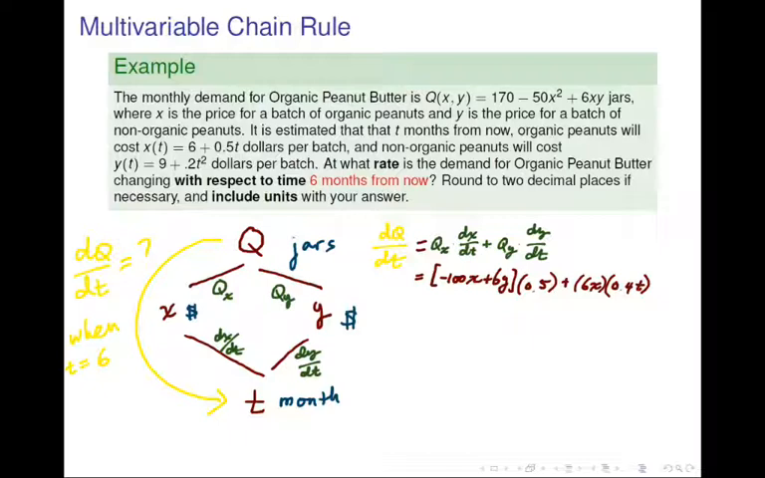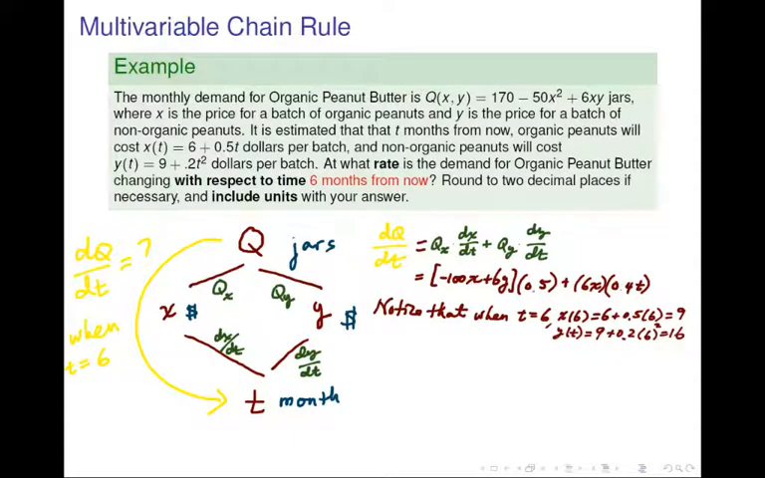So we're going to go back to x and y and figure out what happens when t is equal to 6. When t is equal to 6, x of 6 is equal to 6 plus 0.5 times 6, which altogether gives you 9. Similarly, you can find y of 6, which is 16. Now that we have the specifics, we can go back and plug in what dQ/dt should be. So plug in x equals 9, y equals 16, and t equals 6 everywhere in the dQ/dt expression.